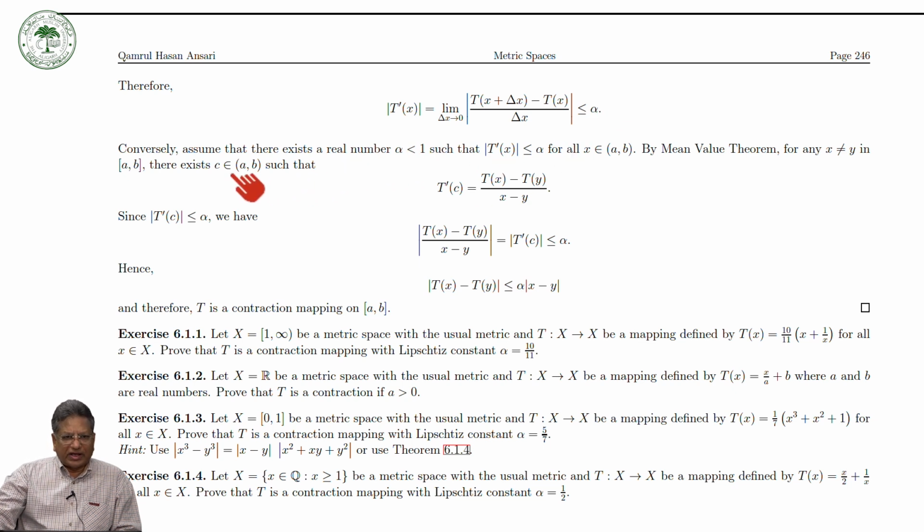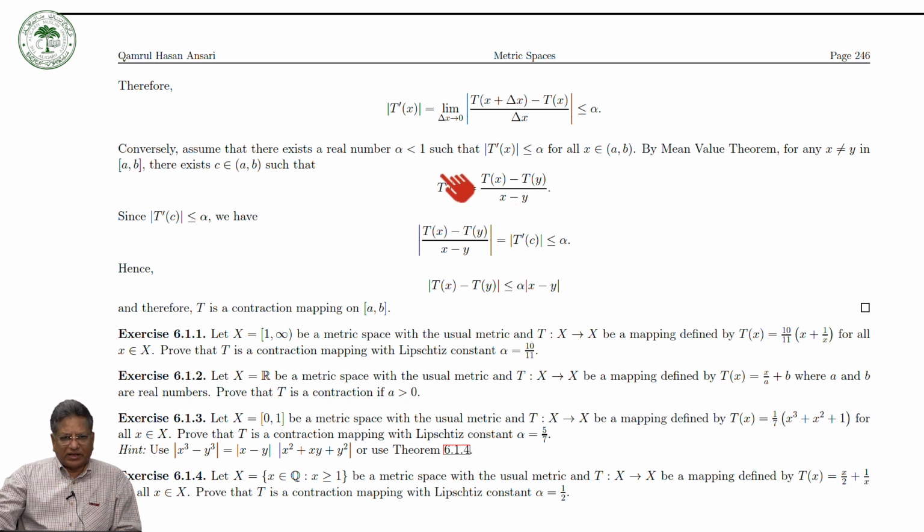So conversely, assume that there exists a real number alpha which is strictly less than 1 such that mod of T dash x is less than or equal to alpha for all x in the open interval AB. Then by the mean value theorem, for any x not equal to y in the closed interval AB, there exists an element C in between A and B such that T dash C is equal to T of x minus T of y divided by x minus y.